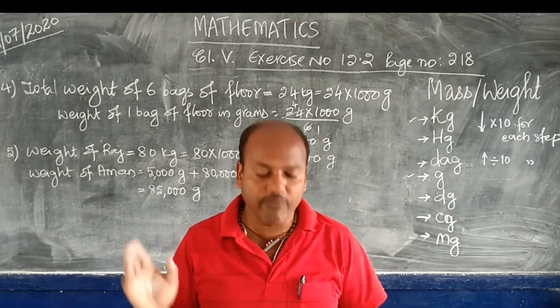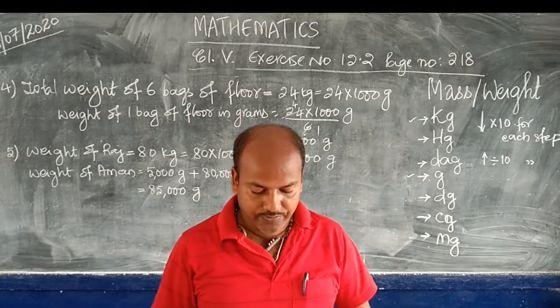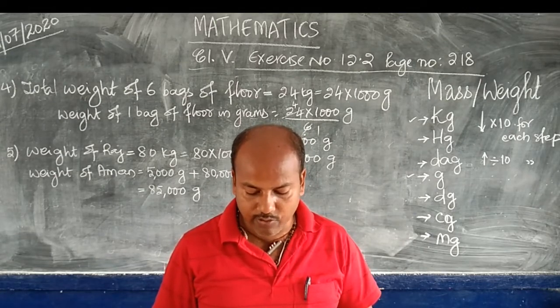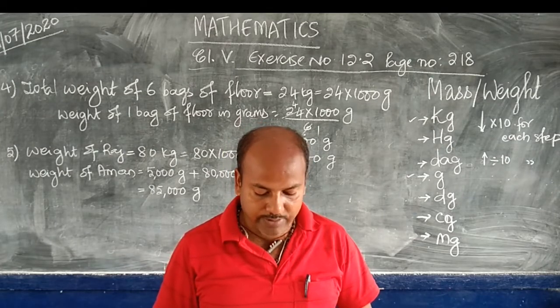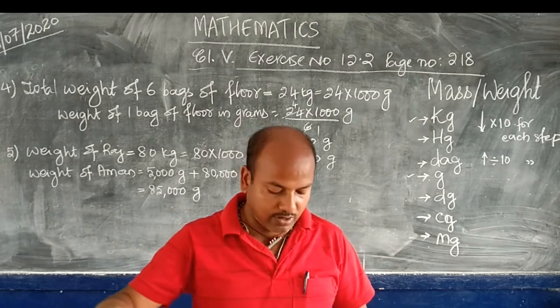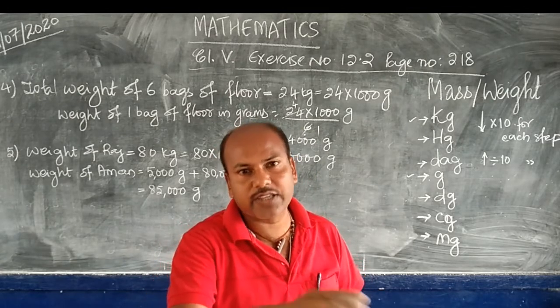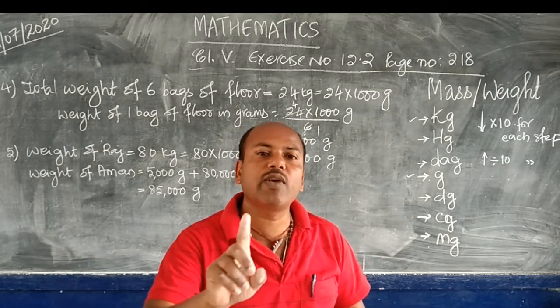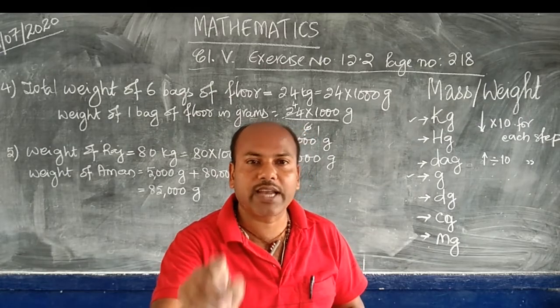It's question number 4. Ravi bought 6 bags of flour. The total weight of the flour in 6 bags is 24 kg. How much flour in grams does each bag contain if the flour is equally distributed in all the bags? So Ravi bought 6 bags of flour and the weight of all 6 bags is 24 kg. Then what is the weight of one bag in terms of grams?